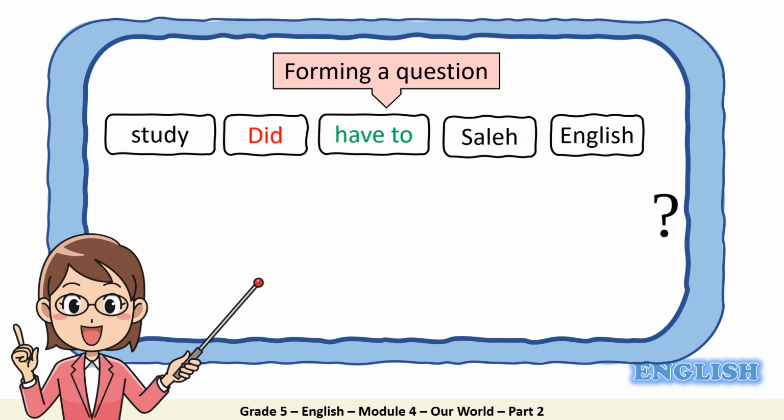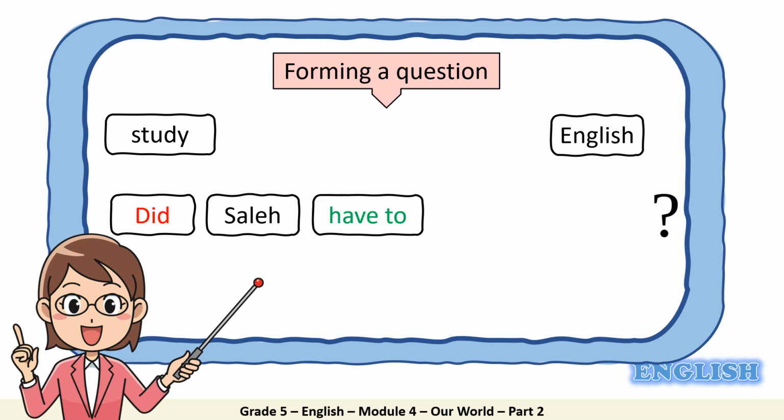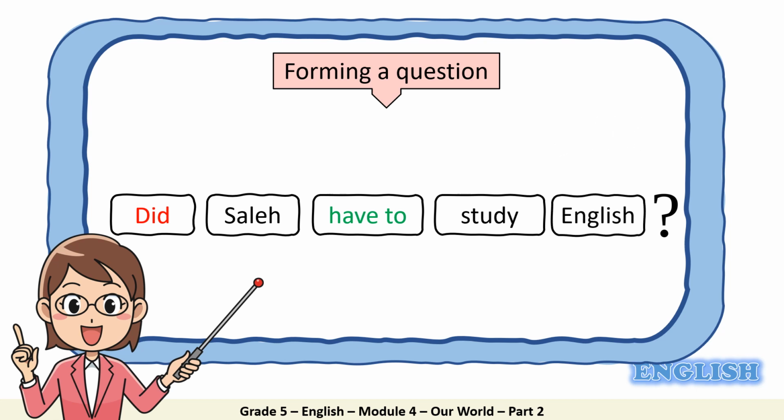Let's do a quick practice. Here are some words that I need you to put in order to form a question. Do you remember which word should be in the start? Excellent. We should start our question with the word did. Then what? Do we put have to or do we put the name first? Excellent. We put the name. So did Saleh, and then we add have to, and we follow it with the verb. So the question should be like this. Did Saleh have to study English? Excellent.